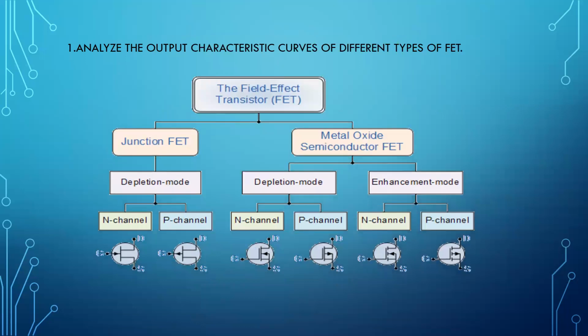Generally, there are two types of FET: junction field effect transistor and metal oxide semiconductor field effect transistor, that means JFET and MOSFET. JFET has two types: N-channel and P-channel. MOSFET also has two types: depletion mode and enhancement mode. Depletion mode has two types: N-channel and P-channel. Enhancement mode also has two types: N-channel and P-channel.